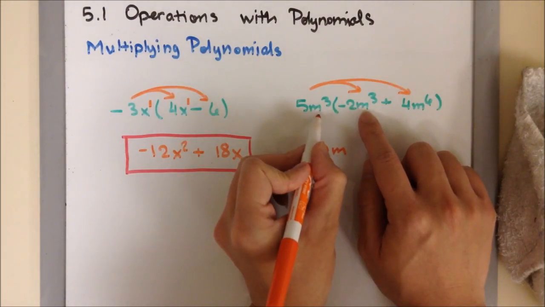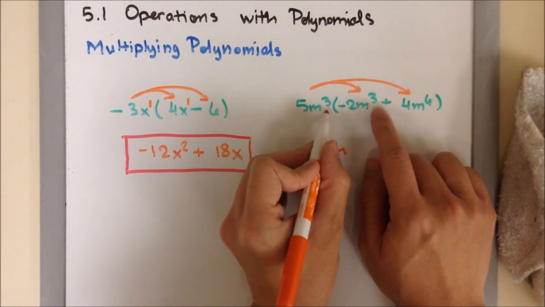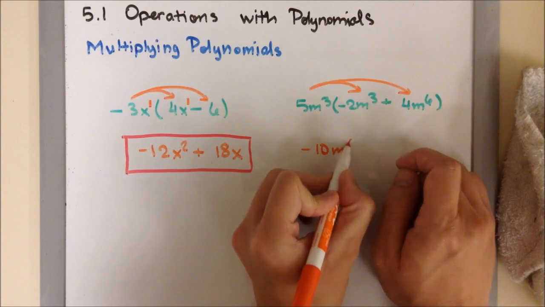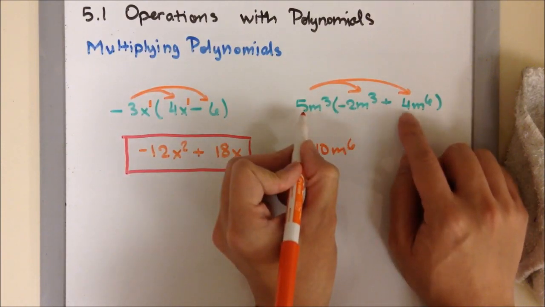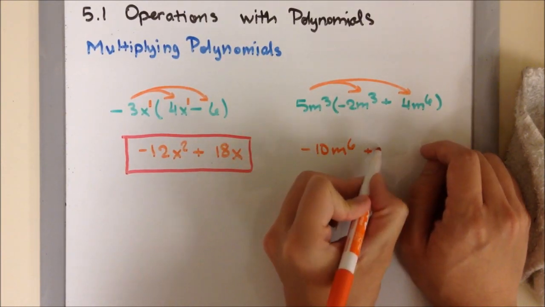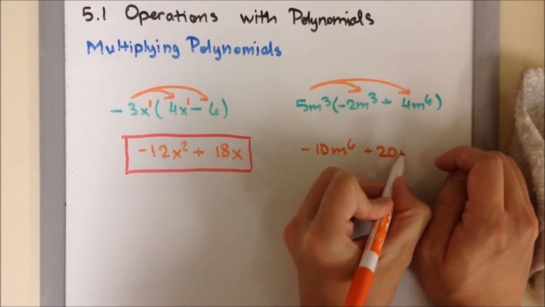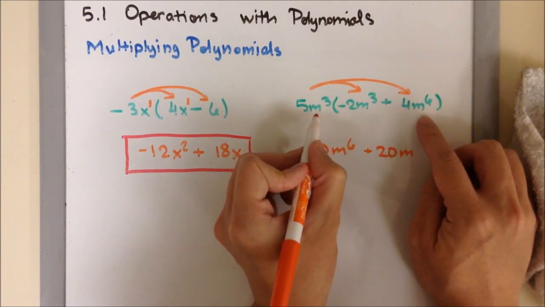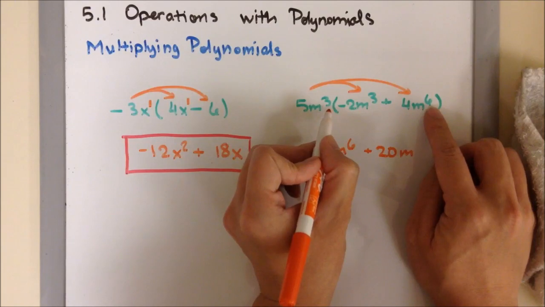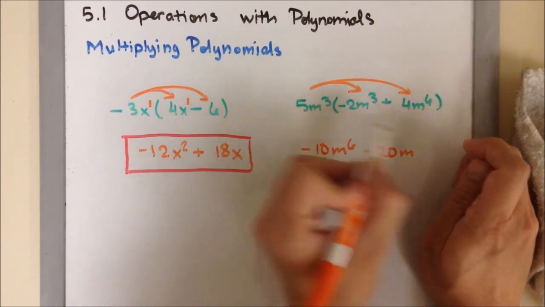Now the m's are the same base, and they're multiplying, so I'm going to add the exponent. So 3 plus 3 is 6. 5 times positive 4, that would be plus 20. With the m, since the m's are the same base, I'm multiplying, I'm going to add the exponent. So 3 plus 6 is 9.